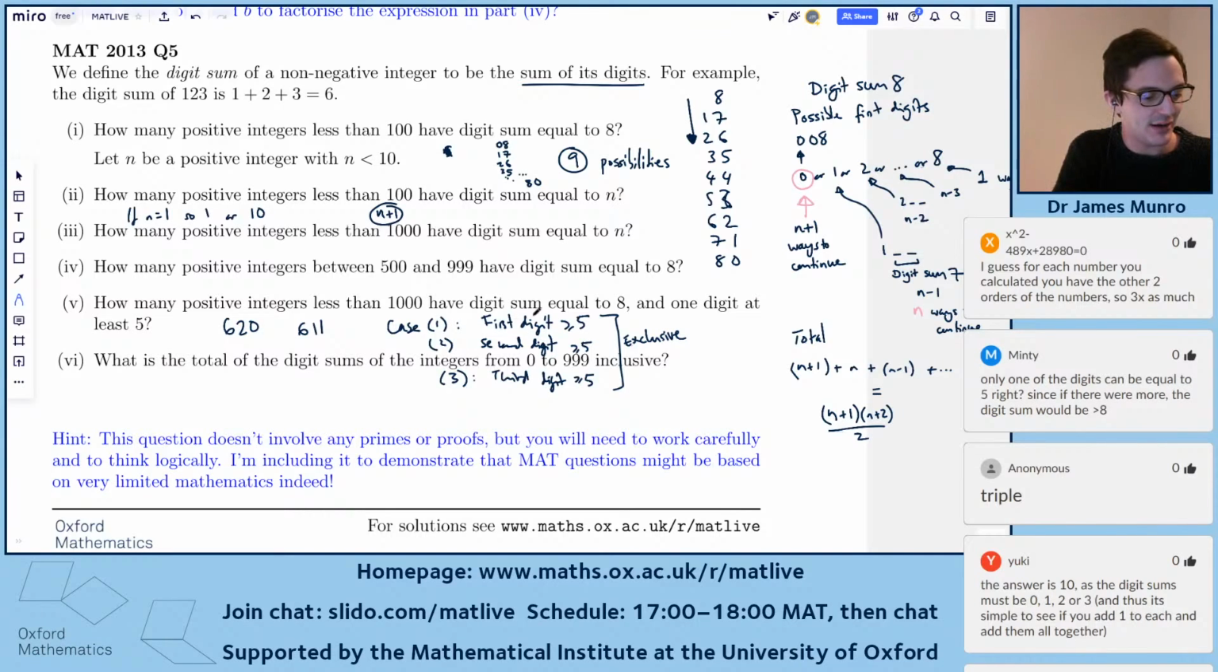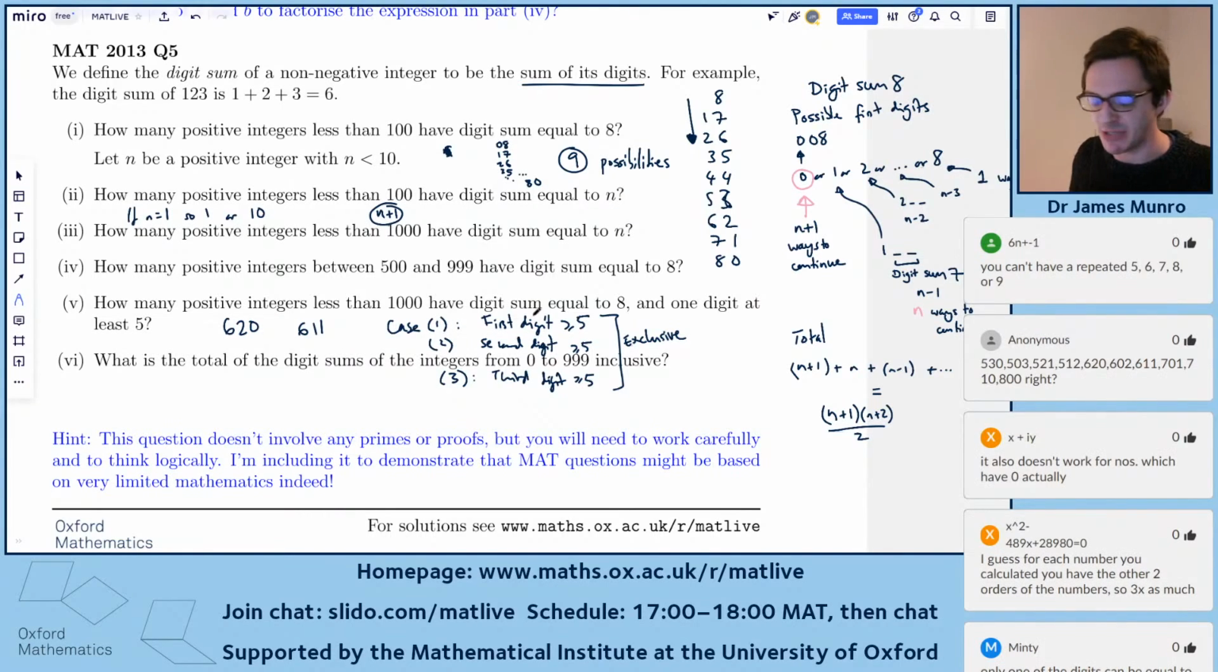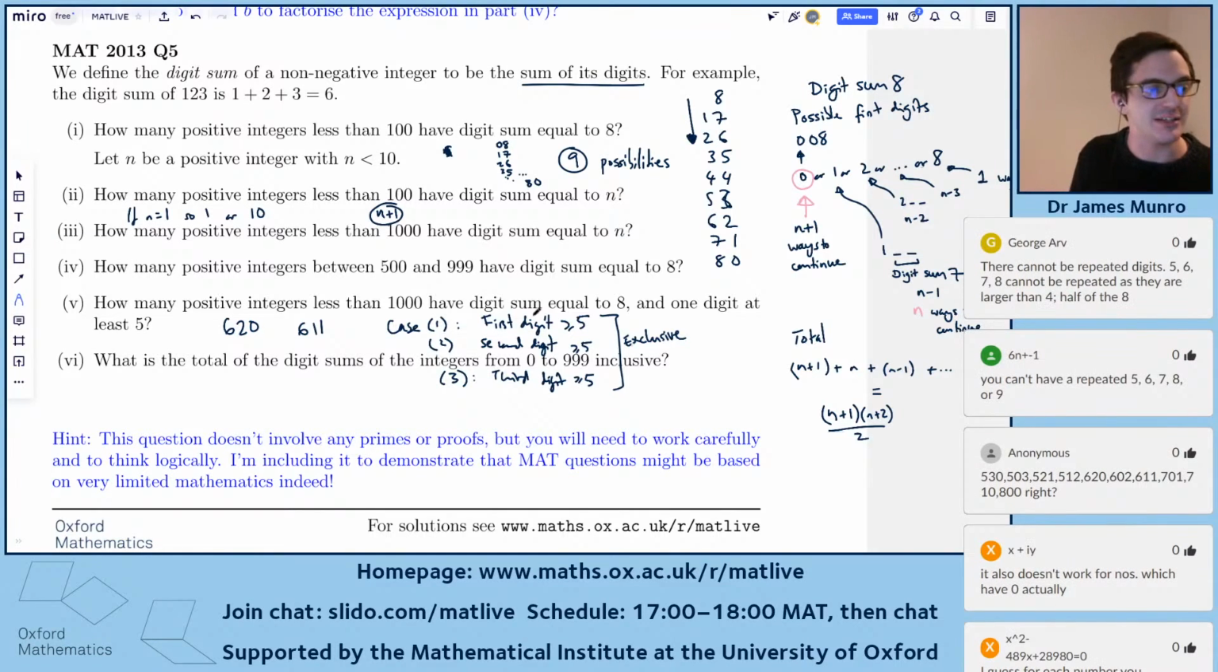Oh, there cannot be repeated digits. I think they can be repeated small digits. Cool. And Anonymous down there somewhere has listed the 10 possibilities of numbers with digit sum equal to 8 that are between 500 and 999. Yep, I think that's right. Good, right, 10 of them. So 10 here, and then each of these 3 cases has 10 possibilities, so 30. Digit sum doesn't really care about the order of your digits. Okay.